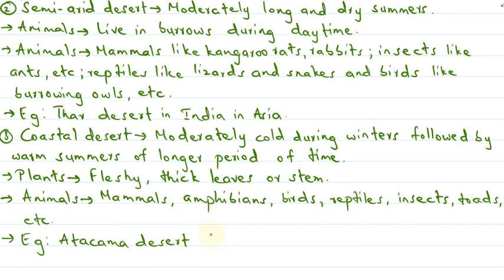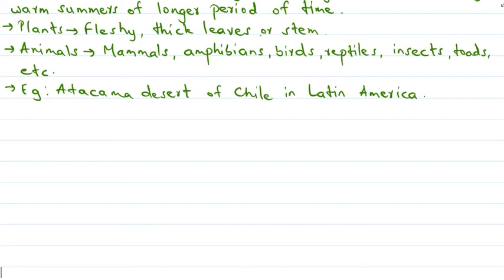Atacama Desert of Chile, which is in Latin America. So, the Atacama Desert of Chile in Latin America is an example of coastal desert, okay? Then let's see what are cold deserts.